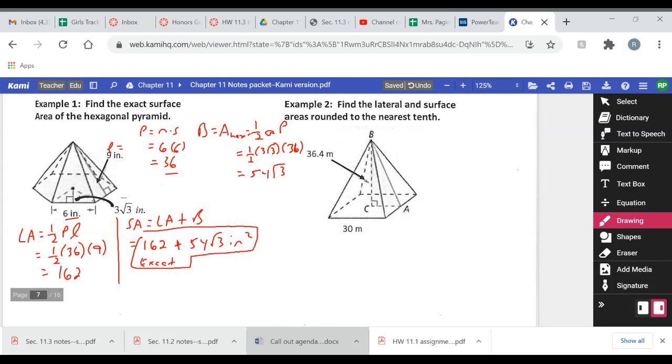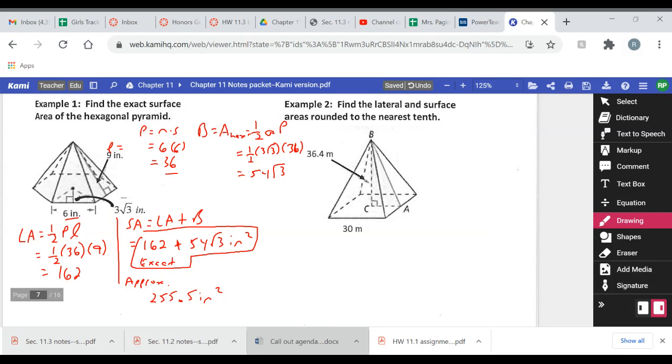Okay, if they did ask me for the approximate, then I would actually put that in my calculator, round to the nearest tenth, and get 255.5 inches squared. So just be careful what it's asking for. Sometimes with the notes, I like to show you both just to make sure you understand how to do both ways. All right, if we look at example 2, it says find the lateral area and surface areas rounded to the nearest tenth.